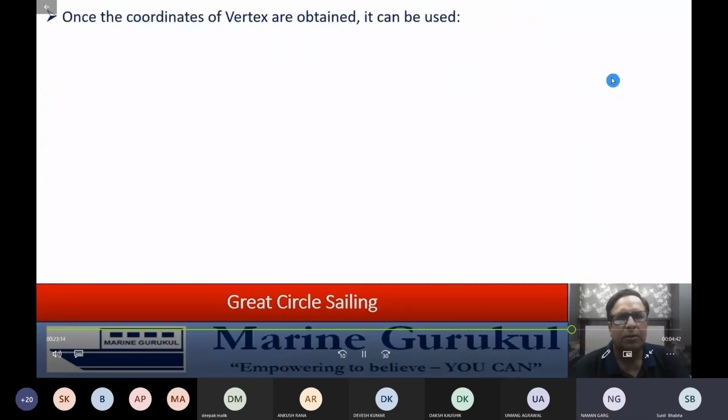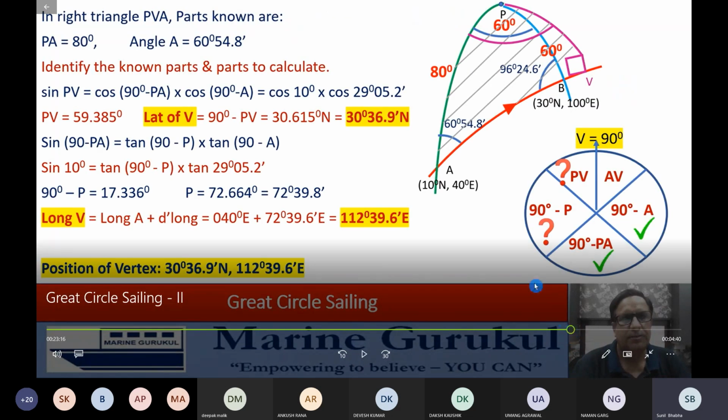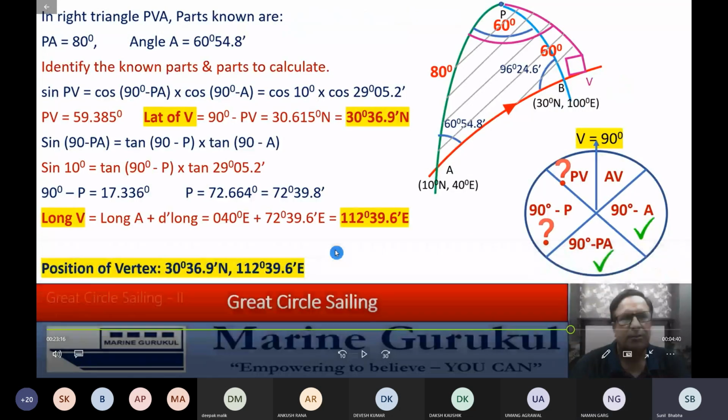Having calculated the coordinates of the vertex. Okay beta, so take a screenshot of this. You can do this as your homework. You can find the position of the vertex by applying Napier's rule. Just take a screenshot, save it with you, and match your answers once you have done it.